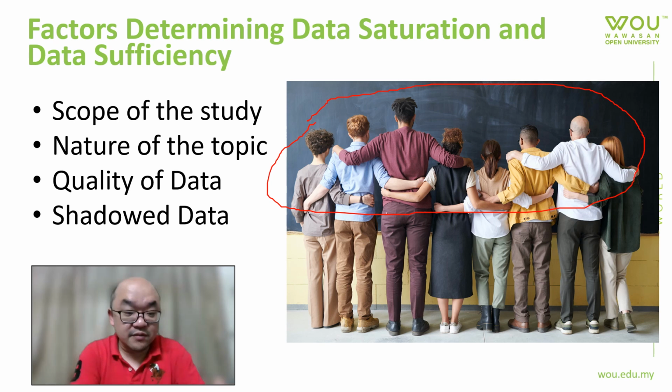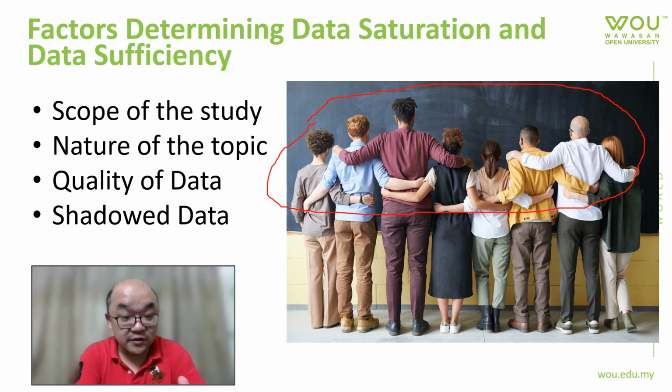And quality of data, number three, is linked to the purposive sampling methodology. Again, if you are able to get good informants that will provide you good quality data that is really rich, then you might not need a lot of participants. You are able to get the data faster.